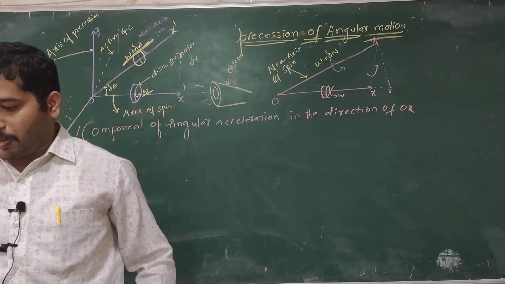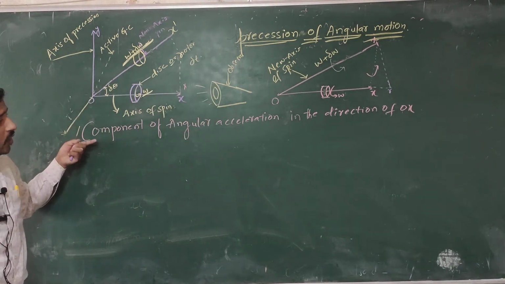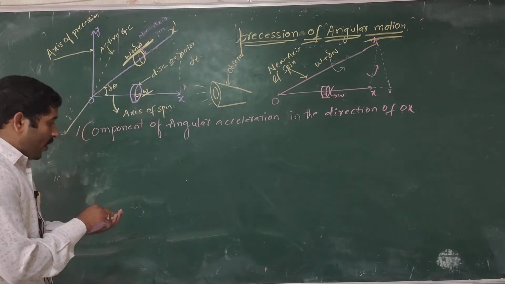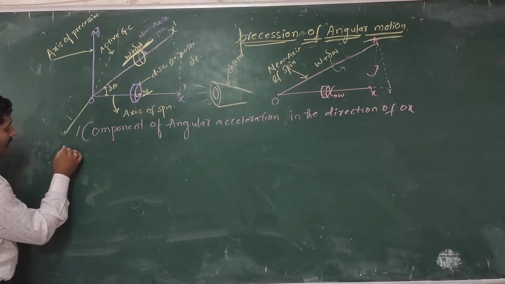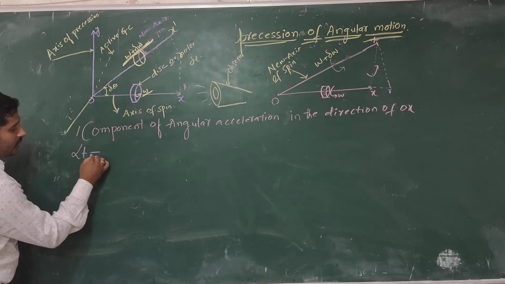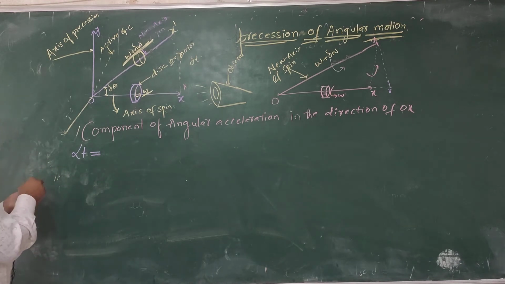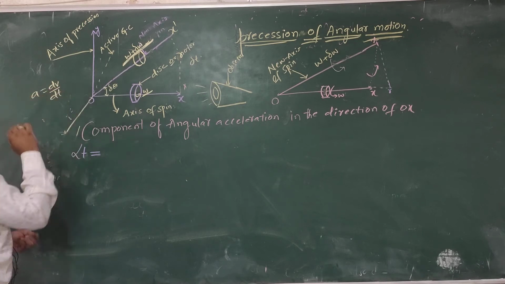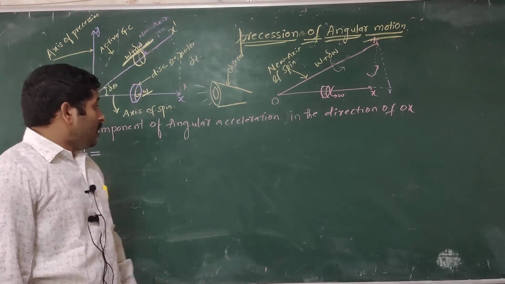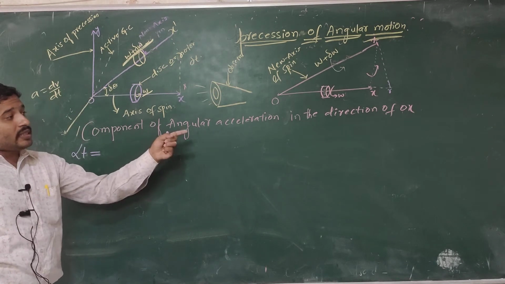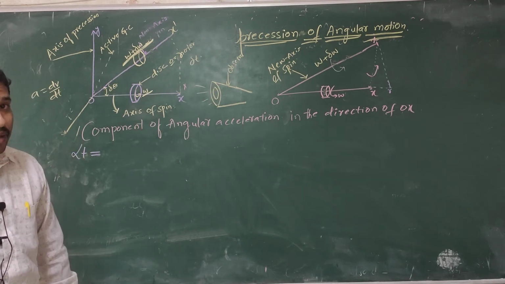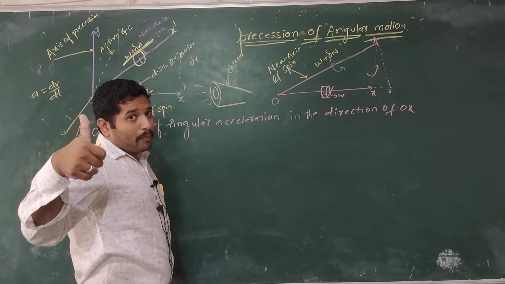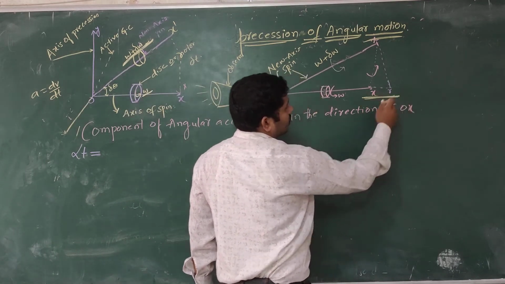New axis of spin. Let us consider the component of acceleration in the direction of OX. First thing is we need to find the acceleration, alpha equal to, what is the acceleration formula? Acceleration is the rate of change of velocity with respect to time. But here we are talking about the component of acceleration in the direction of OX that we need to find. So the first condition is that it is resolved in parallel. Parallel is which one? OX.